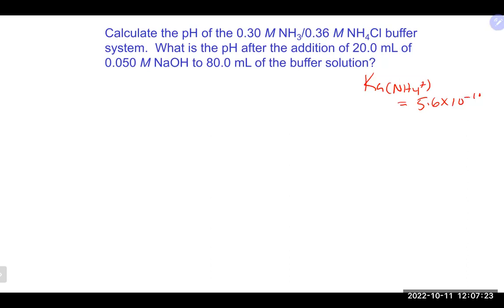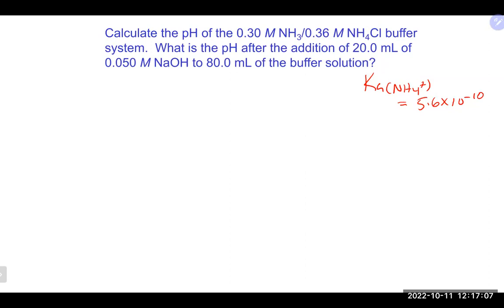So we're looking for two answers here. What is the pH of the initial buffer before you add anything to it? And then what is the pH after you add? Okay, let's take a look at the first part, which is a buffer.